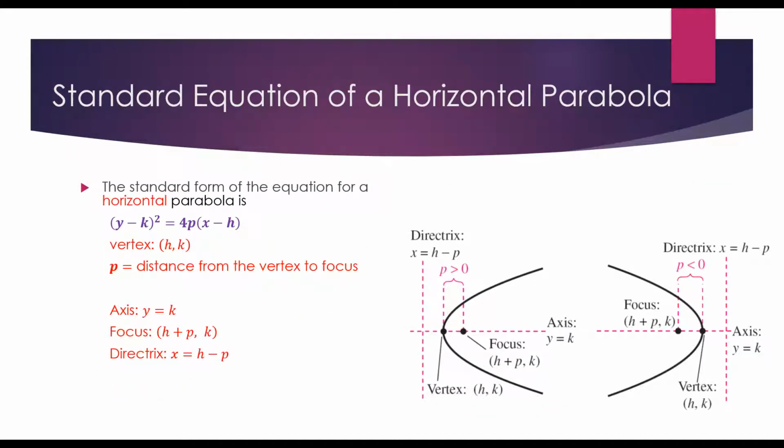All right. Next up, horizontal parabolas. The standard form of the equation for a horizontal parabola is the quantity y minus k squared is equal to 4p times the quantity x minus h. If you compare this to our vertical parabola, notice that the square is now on the y set of parentheses, and the 4p is in front of the x set of parentheses. Our vertex still has the coordinates h, k. P is still the distance from the vertex to the focus.